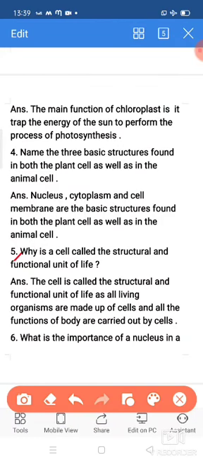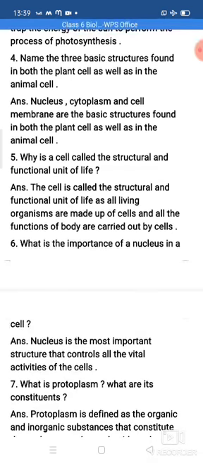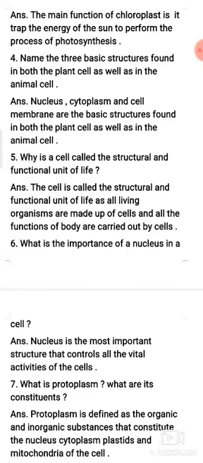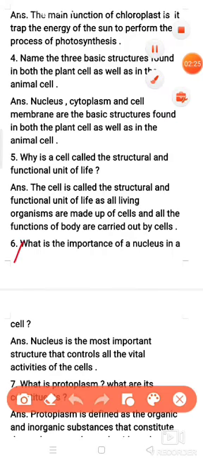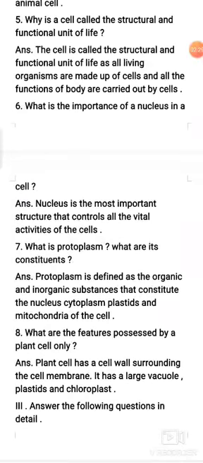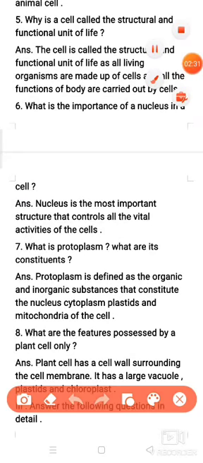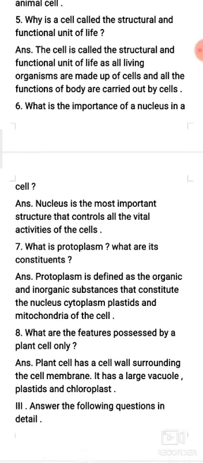Next, question number 5. Why is a cell called the structural and functional unit of life? As all living organisms are made up of cells, and all the functions of the body are carried out by the cell only. That's why. What is the importance of a nucleus in a cell? We know now, children, the nucleus is the brain of the cell. That's why we can say that it is the most important structure that controls all the vital activities of the cell.